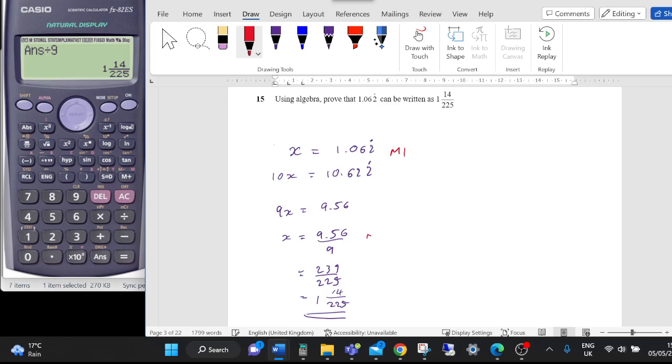M1 for complete method to, actually they're realistically going for an M1 slightly earlier. And then an A1 for the answer. Okay then, and question 16 then.